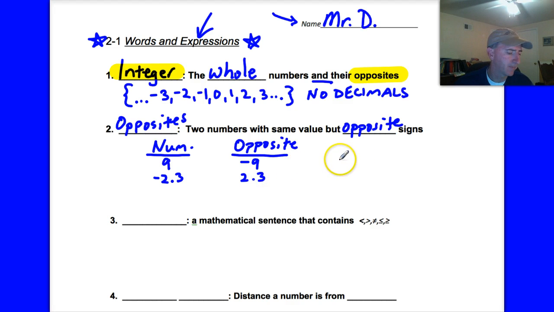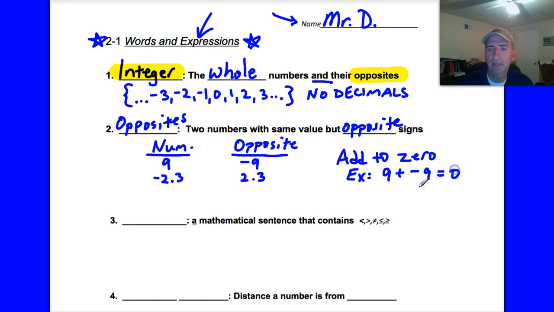One thing about opposites is they add to 0. Okay, example. I'll just use the one that I listed there. 9 plus -9 equals 0. So the opposites add to 0. So it's just the other sign. All right, you got a sign. If I ask for the opposite, switch the sign. It's that simple, not hard.